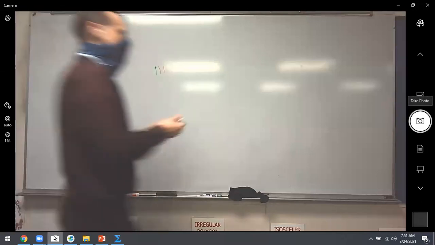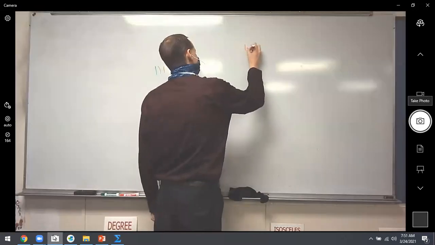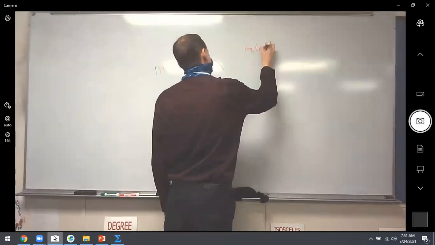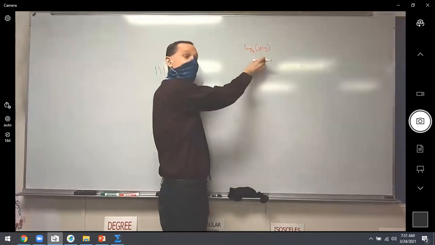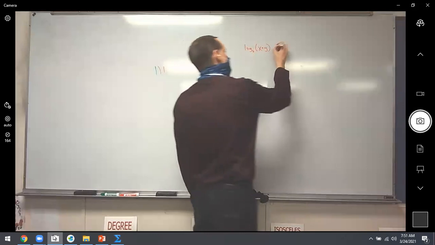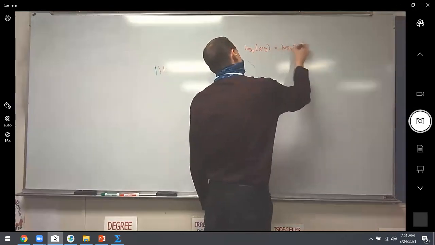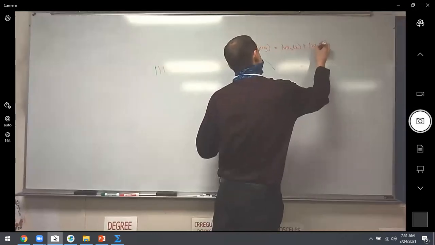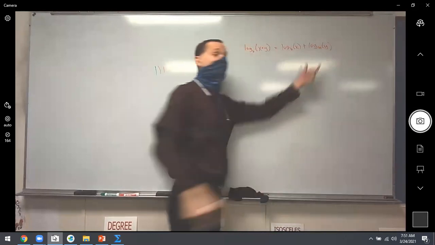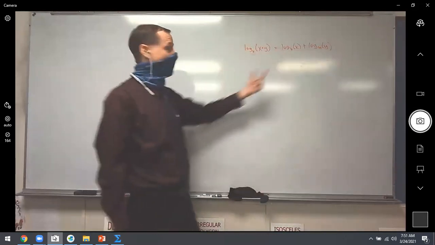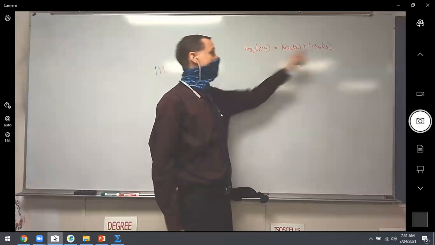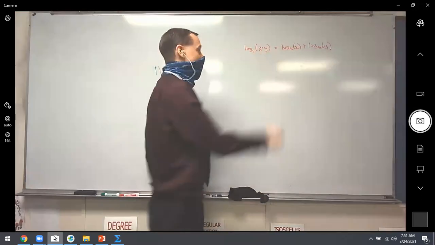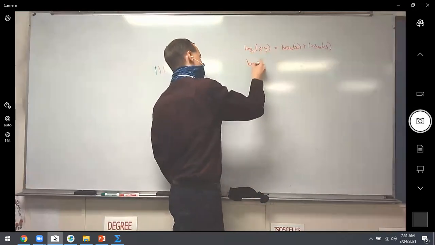Three of them. Product property: if things are multiplied together inside a log, then you can break it up into the two logs added together, separate like that. And you can always go backwards too. If you had a log plus a log with the same base, you could always put them back together into this. The other property is the quotient property.